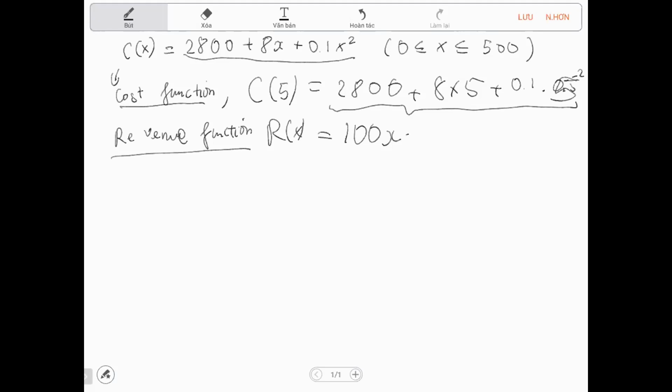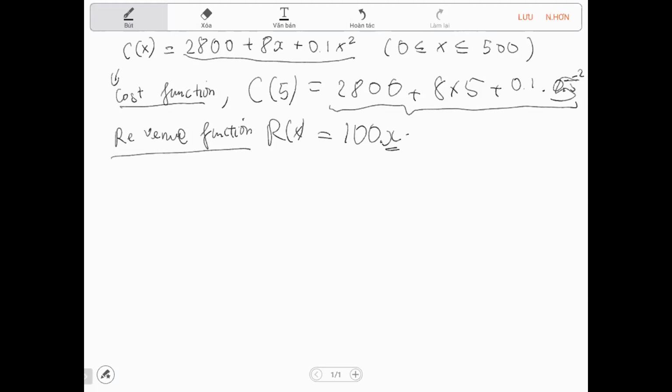Again, I explain: this is for x units, right? So you sell 1 unit, you get $100. When you sell 2 units, you get $200. So when you sell x units, you get x times $100. That is the way to determine the revenue function.